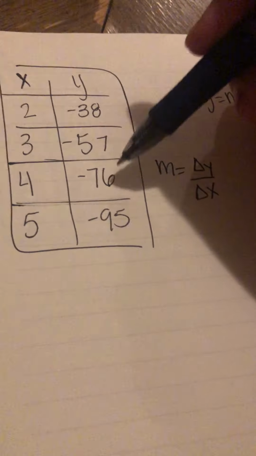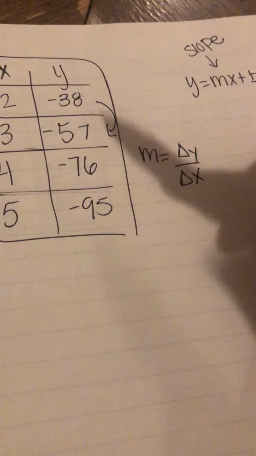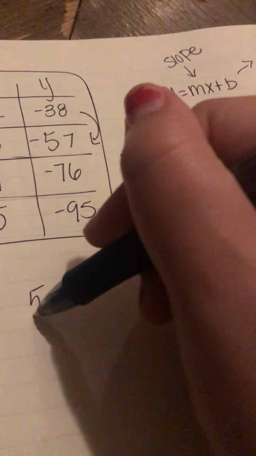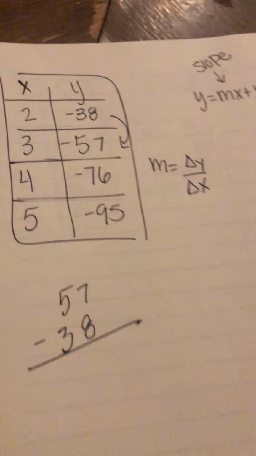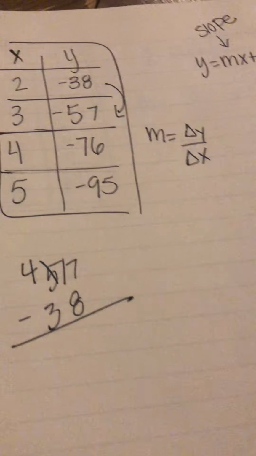Now, unfortunately, these are all negatives, which I don't like. So I'm going to go from -38 to -57. So what I would just do is 57 minus 38. If you had a calculator on hand, that'd be great to use. I unfortunately don't because I'm using my phone, so I'm going to do some good old math this way.